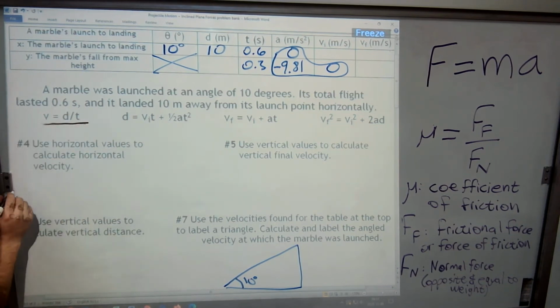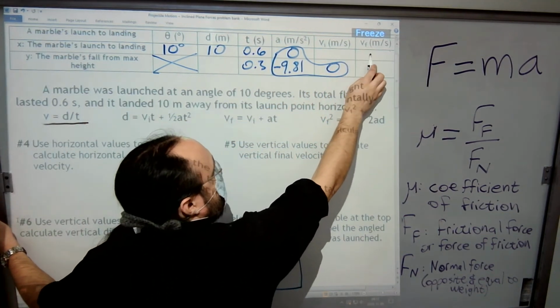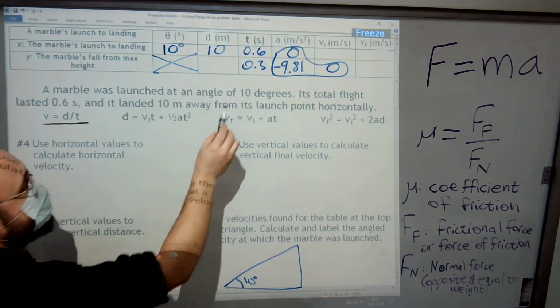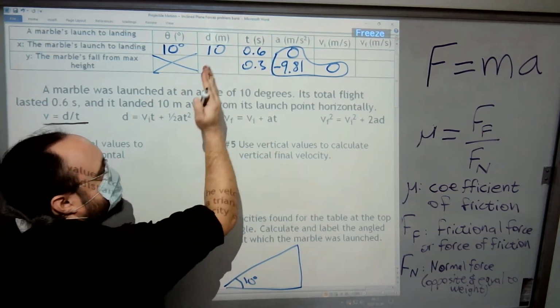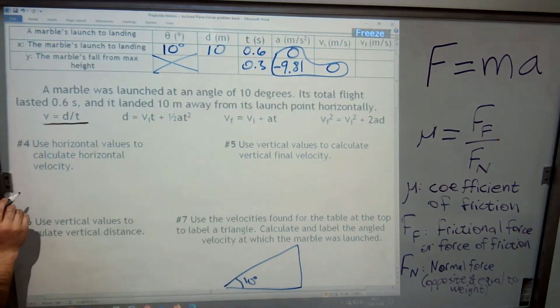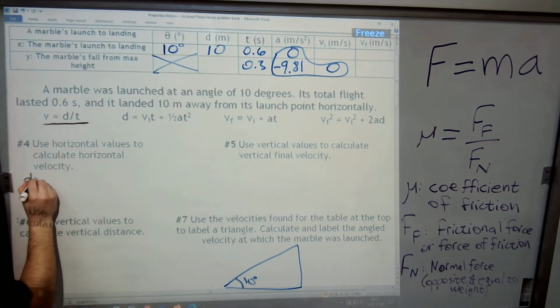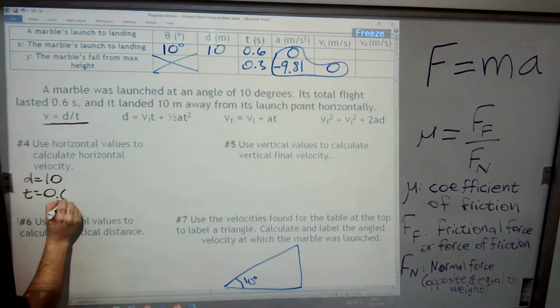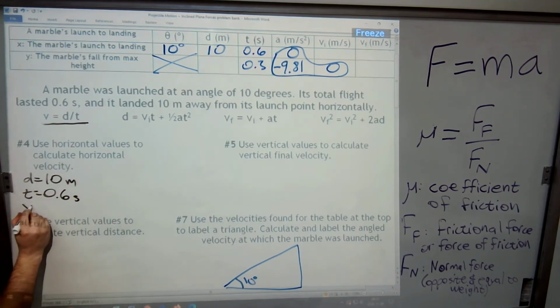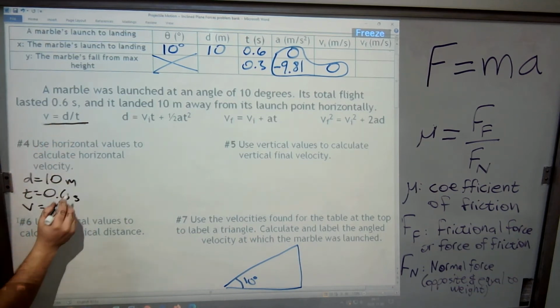Let's see if this marker works. Anyway, since we're finding something that's horizontal, we've got to use only the horizontal stuff. The vertical stuff has nothing to do with how fast or how far things are going this way. So horizontally, I got distance is 10, and time is 0.6, and it's asking me to calculate horizontal velocity. So it's asking me for v. Remember, it's just v instead of vi and vf. Since they're the same, it's just v.